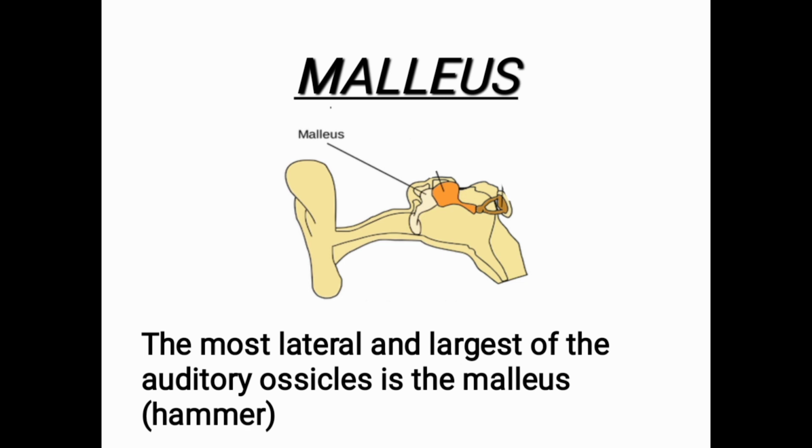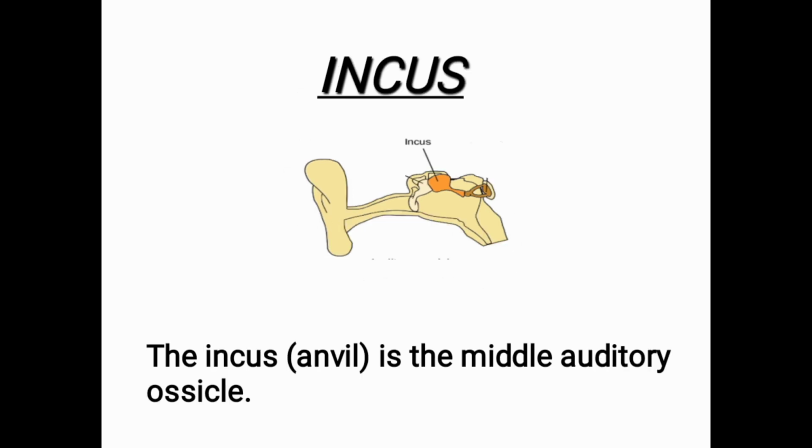The malleus, also known as the hammer or mallet, is the largest of the three small bones in the middle ear. The malleus functions with the other bones to transmit vibrations from the eardrum to the inner ear. Incus. The incus is the middle auditory ossicle. The incus transmits vibrations from the malleus to the stapes. The vibrations then move to the inner ear.